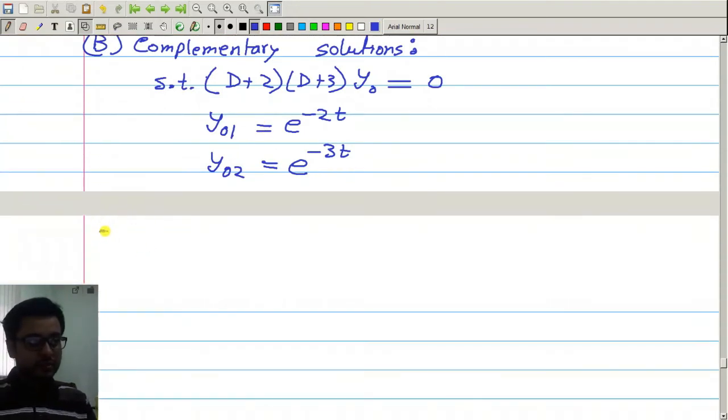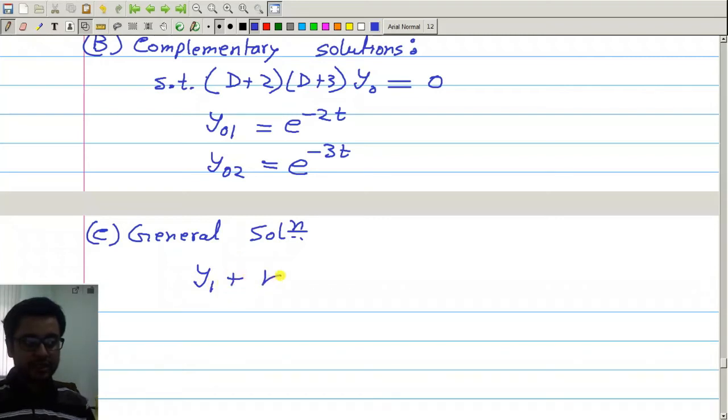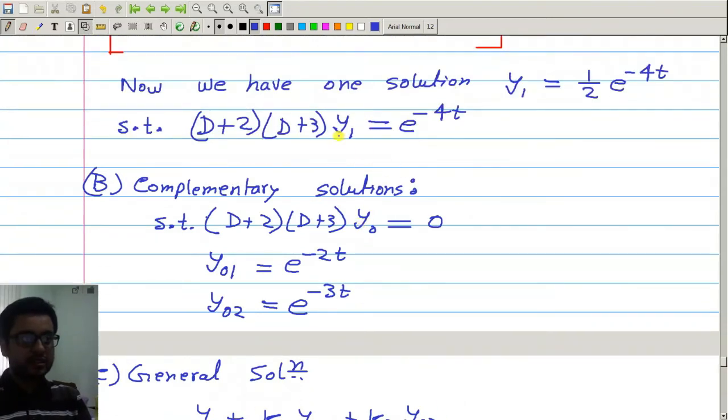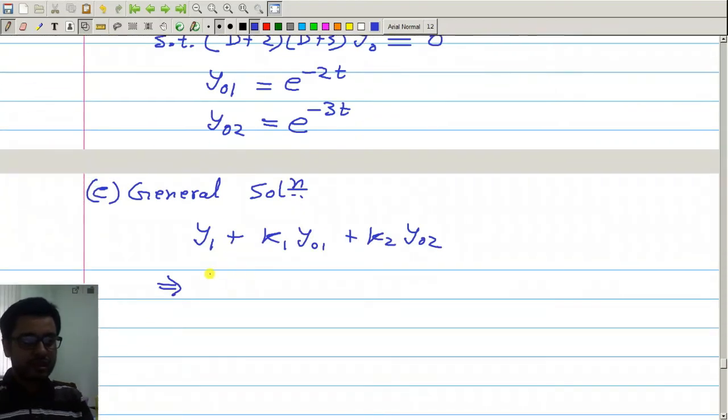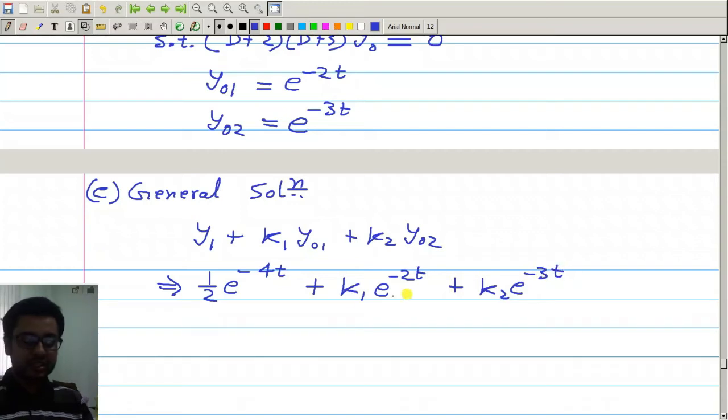Then the most general solution can be written as y1 plus k1 y01 plus k2 y02, where y1 is here half e to the power minus 4t plus k1 e to the power minus 2t plus k2 e to the power minus 3t.